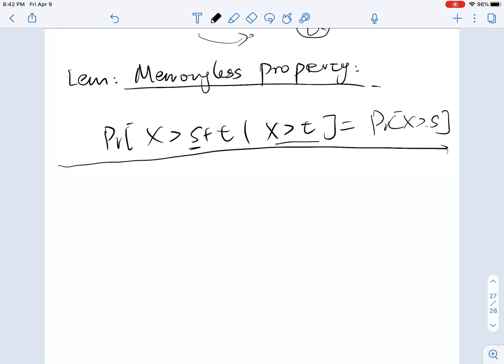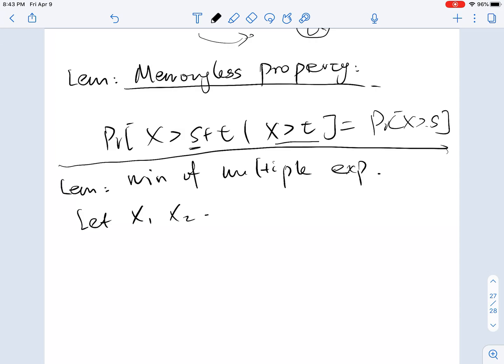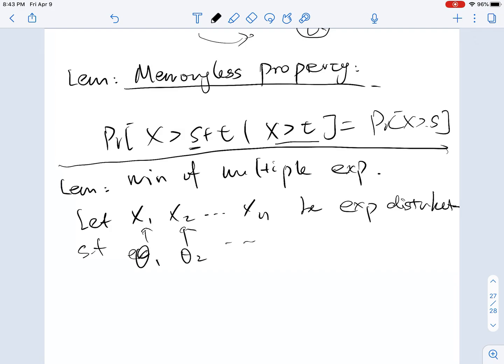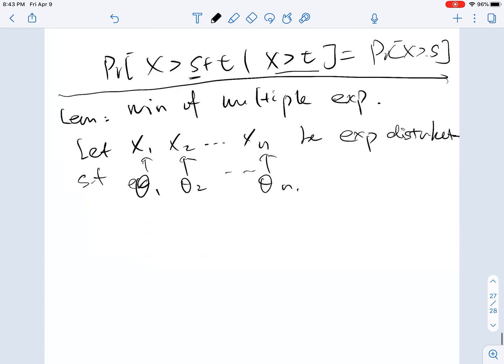The first thing we're going to talk about is the minimum of multiple exponential random variables. Let X1, X2, up to Xn be exponential random variables such that X1 has parameter theta 1, X2 has parameter theta 2, and Xn has parameter theta n. There are two properties we want to talk about here. The first property concerns the minimum of X1, X2, up to Xn. This is exponential with parameter equal to the sum of the thetas, from i equal to 1 to n.